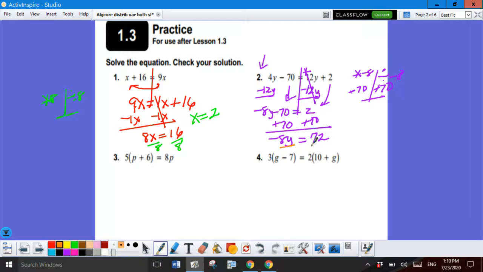Okay, last step. I'm dividing both sides. Cross it out. Y equals 72 divided by negative 8 is negative 9. So if you came up with negative 9, good job. All right, now let's go ahead and make it a little bit more challenging. We're going to throw distributive property in here. So I know 5 times p is 5p. 5 times 6, that's 30. And my 8p just drops. So now this problem is exactly like the one up top. Okay, it's exactly like the one up top. So go ahead and hit pause and see what you can do with it.